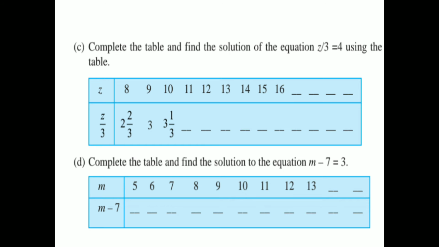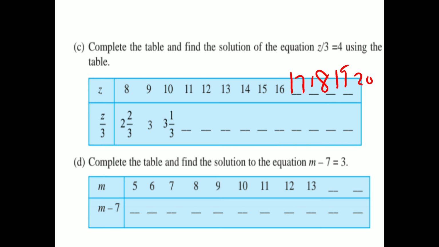z upon 3 is equals to 4. Clear? So here you have to put the values from 8 till 17, 18, 19, 20. Till 20 you have to put the values. Clear? So let's start by putting the value of 11. Now you put z is equals to 11 in the equation. Equation is z divided by 3. It should be equals to 4.